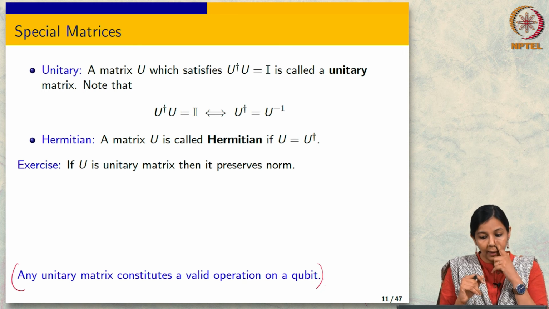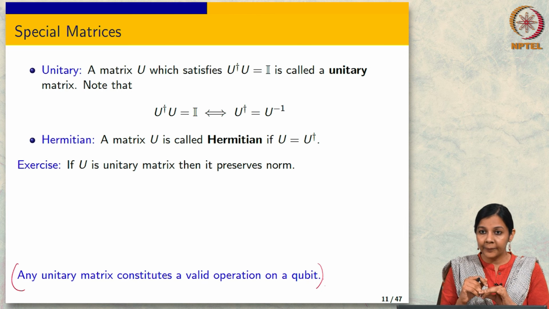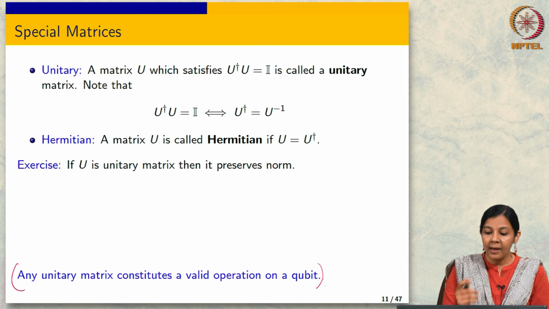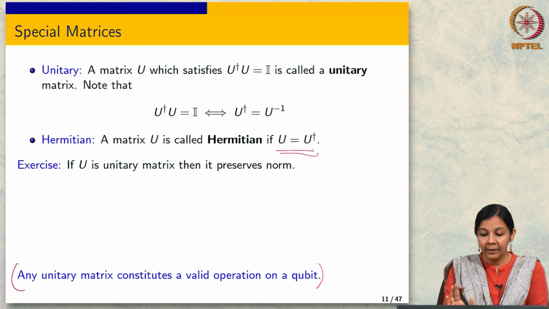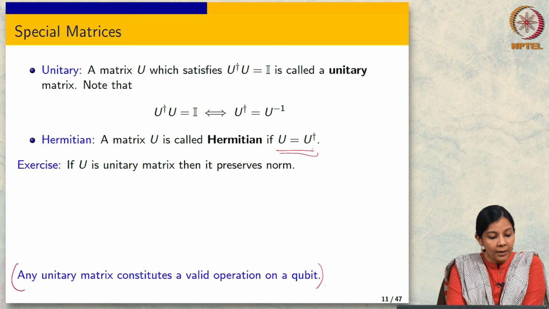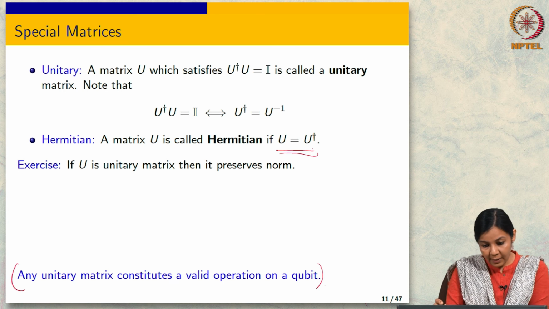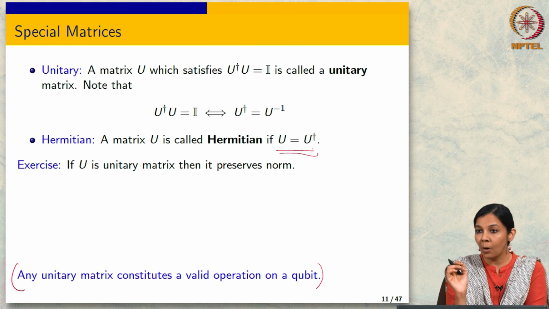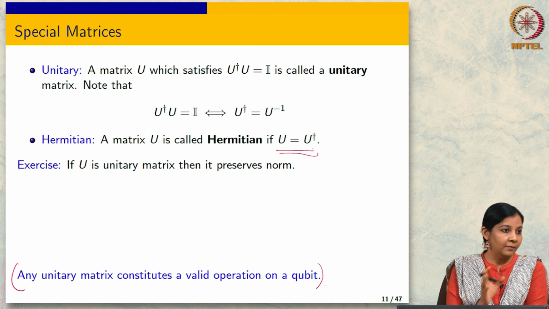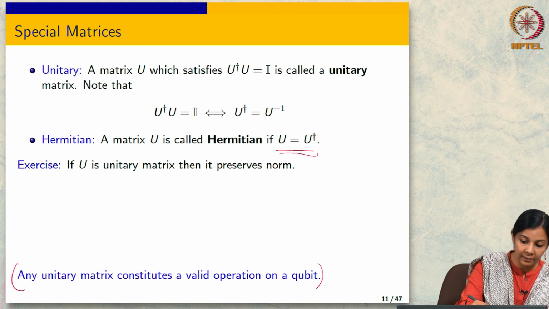Now another important matrix that we'll see in the course is a Hermitian matrix. I am just going to define it for now and leave it at that. This is when u is equal to u dagger. Okay, all right, good. Now there was a small exercise which I wanted us to do, which is to show that if u is a unitary matrix, then it preserves norm. We already sort of did this in the previous slide.